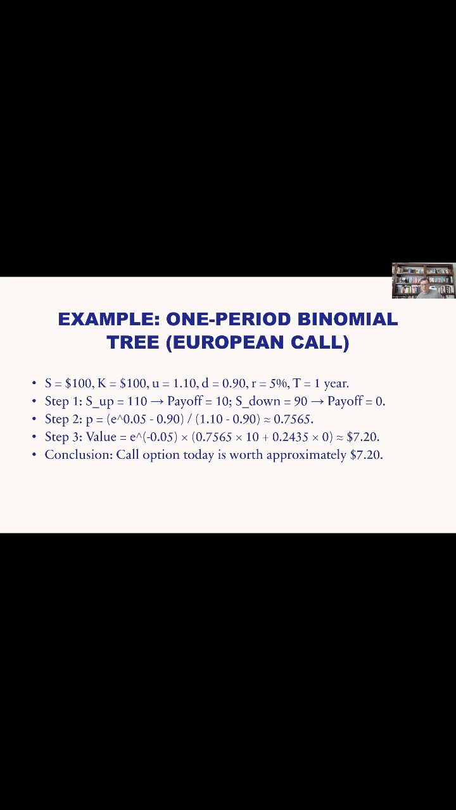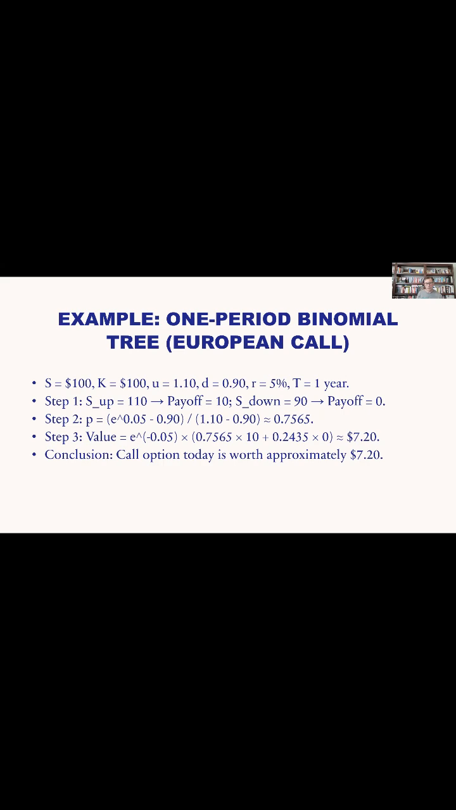If I look at the downward movement, then the price is going to be 90, based on my D of 0.9, and the payoff in that case is zero. If the price is below the strike price, then there is no value to the call option, just like I mentioned before, if the strike was above 110. And so it's zero.